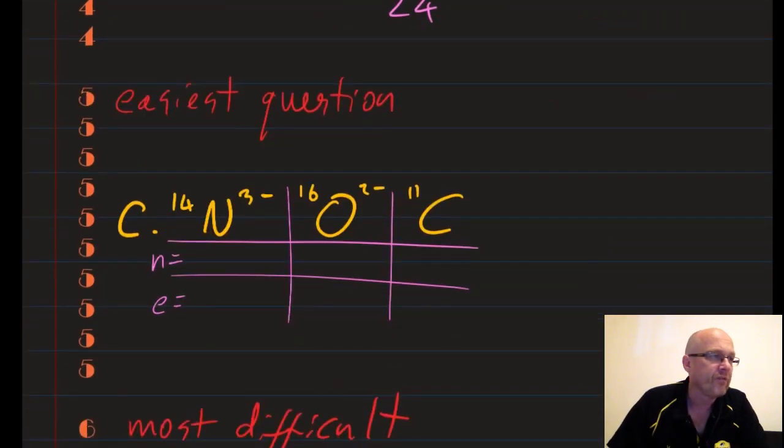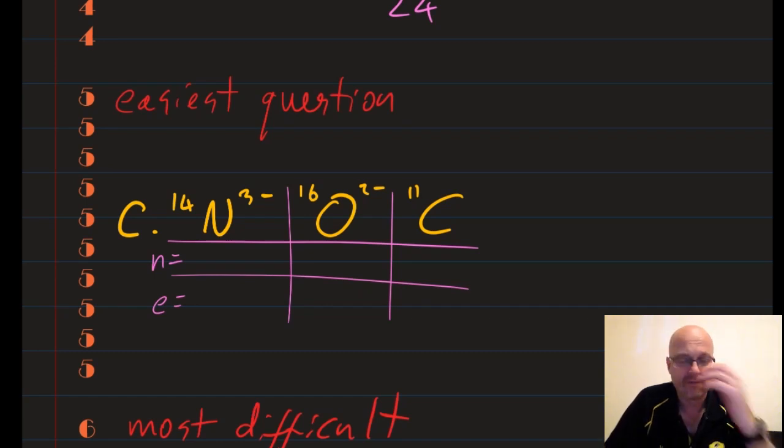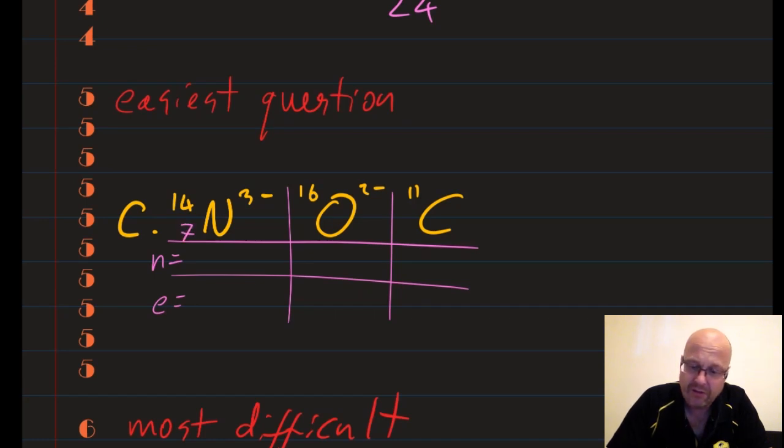5 is the easiest question. It's quite tedious, so I know the answer is C, so I'm just going to go through that. So you need to know the atomic number. You'd look that up on the periodic table. So nitrogen 7, oxygen's 8, carbon is 6. So the neutrons is the difference between those two numbers, which would be 7, 8, and 5.